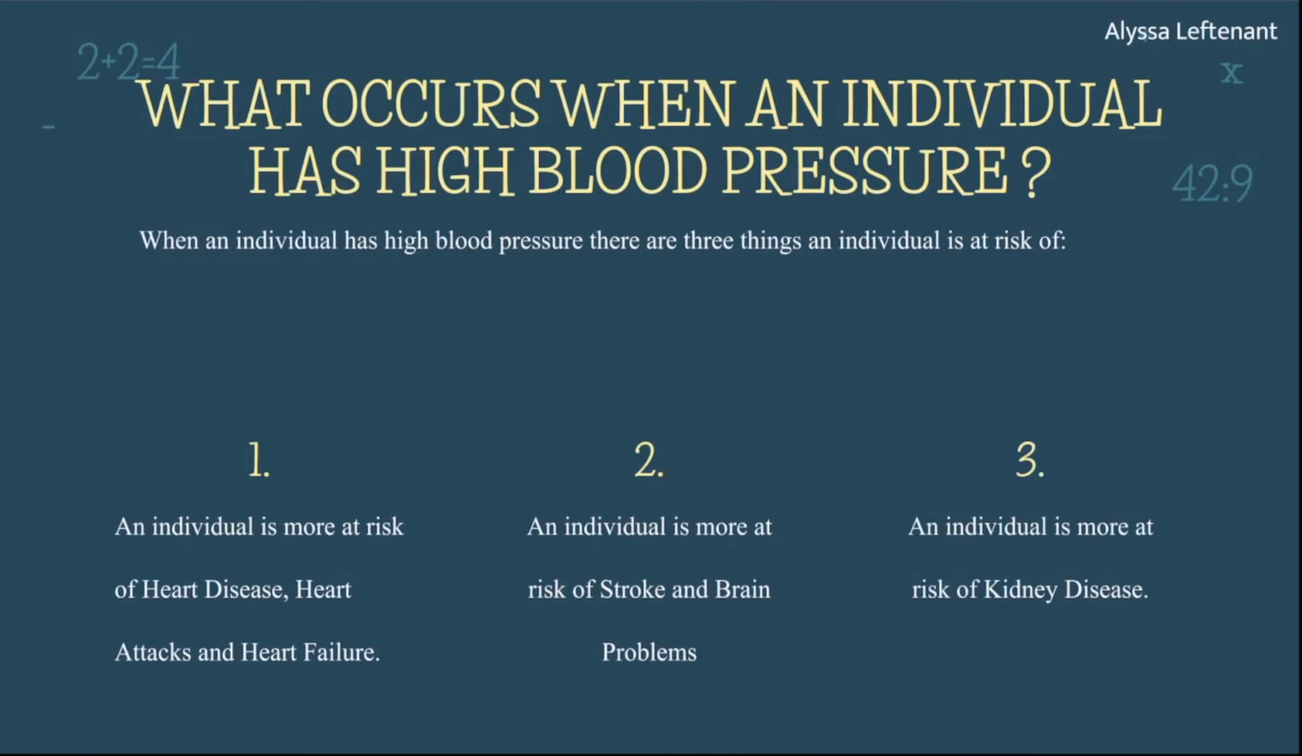What occurs when an individual has high blood pressure? When an individual has high blood pressure, there are 3 things an individual is at risk of. Number 1, an individual is more at risk of heart disease, heart attacks, and heart failure. Number 2, an individual is more at risk of stroke and brain problems. And number 3, an individual is more at risk of kidney disease.